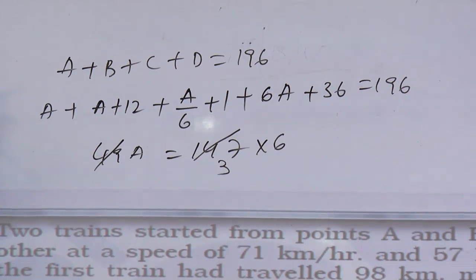a plus 6 is 24. c into 6 is equal to 24. Then c is equal to 4. d by 6 should be equal to 24. d is equal to 24 into 6, which is 144. You are asked about the difference between the largest and the smallest. This is the difference, which is 140.